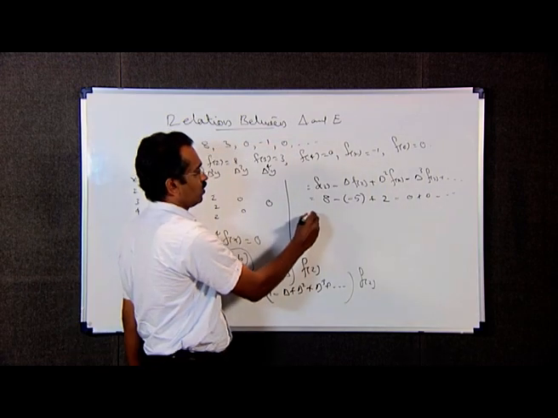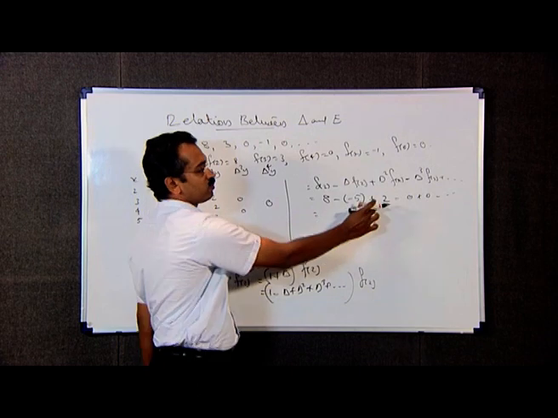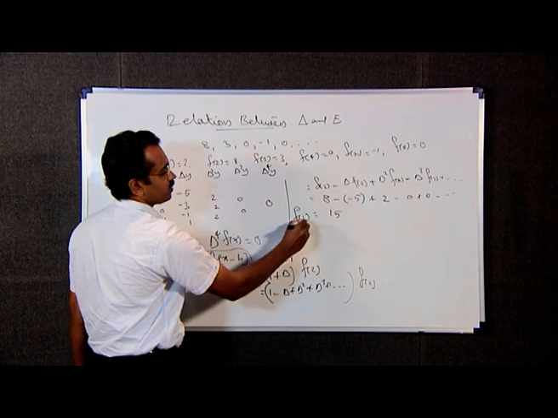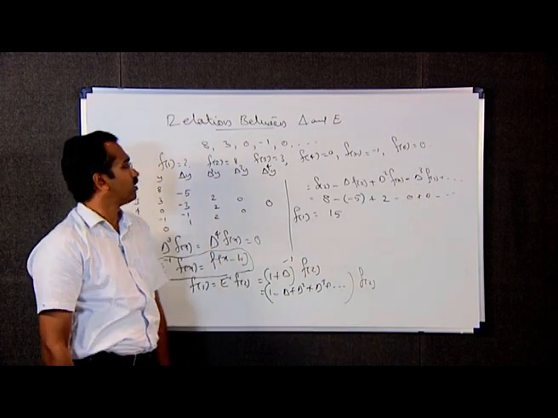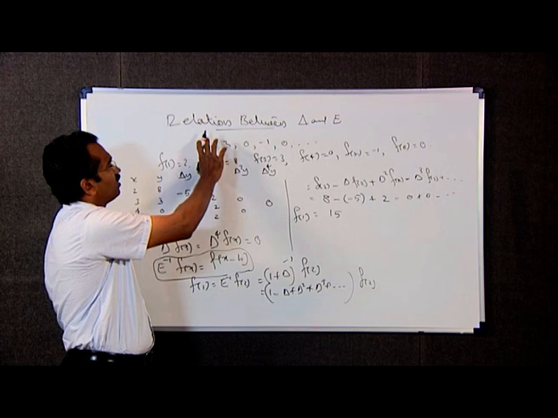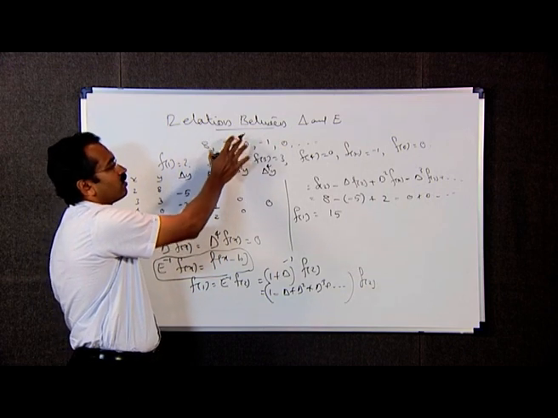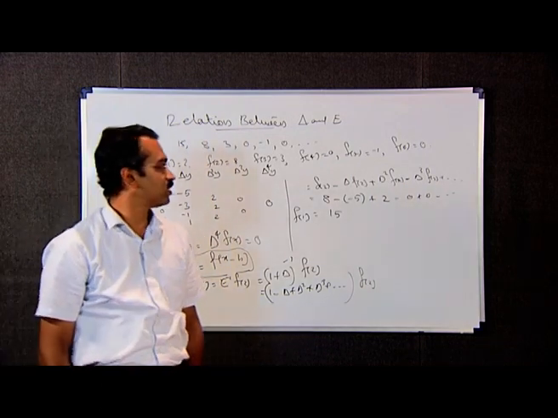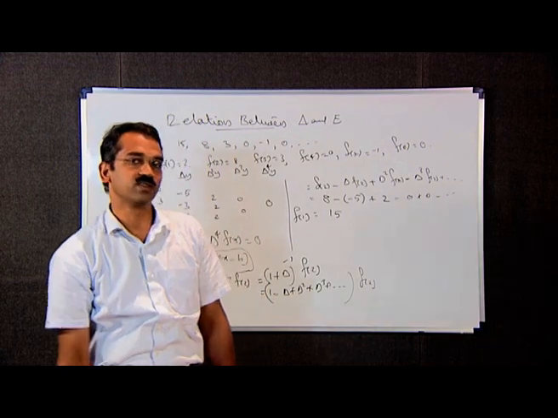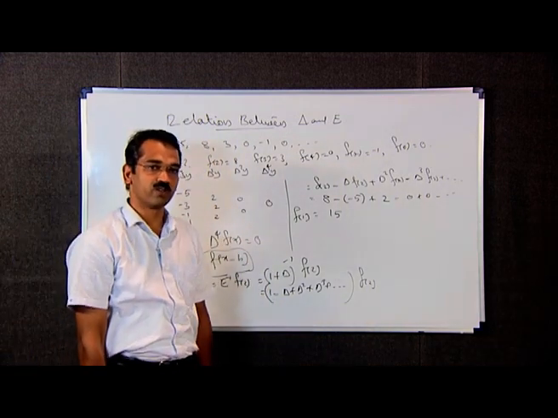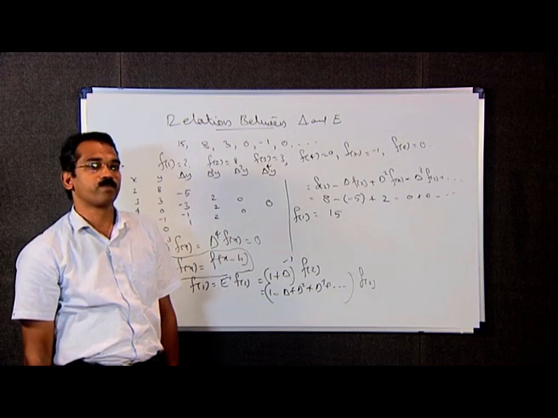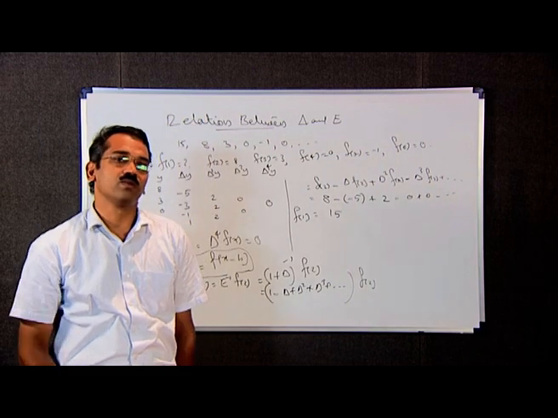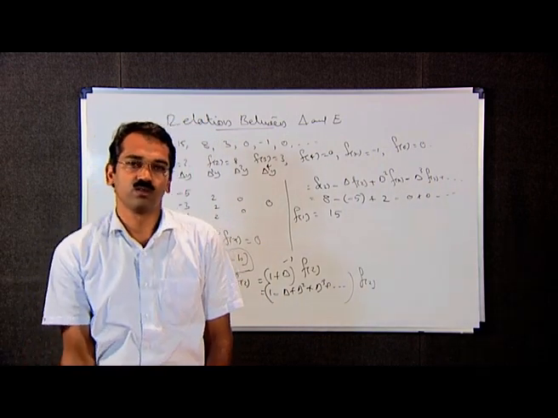That is equal to 8 plus 5 is 13, 13 plus 2 is 15. That is f of 1 is equal to 15. The first entry, or the first term, of this sequence is 15. We used the relation connecting the displacement operator and the forward difference operator. Now, we can find more missing terms for a given data.